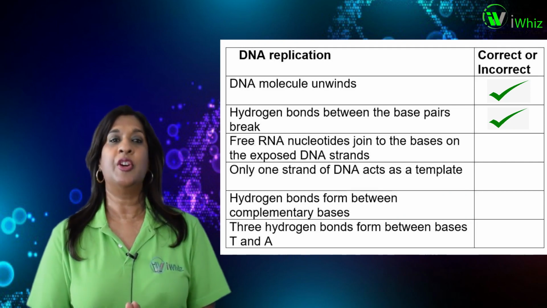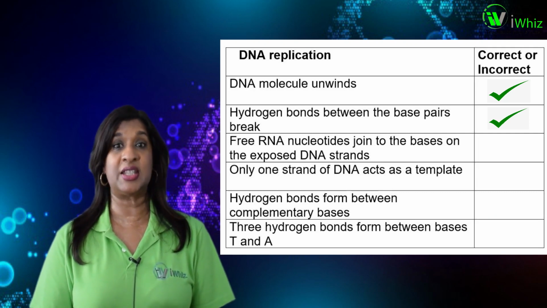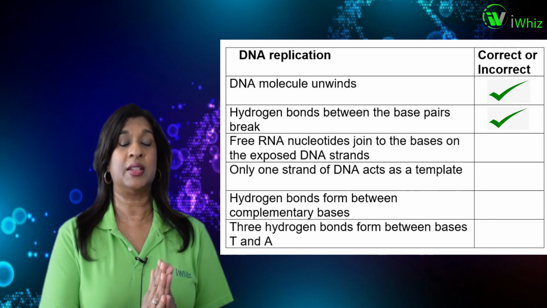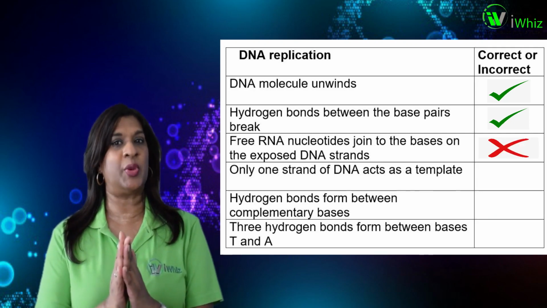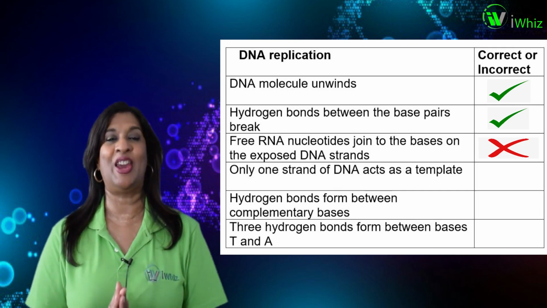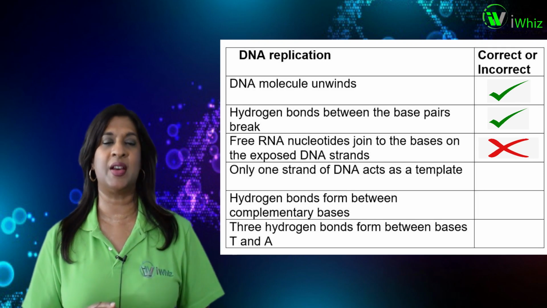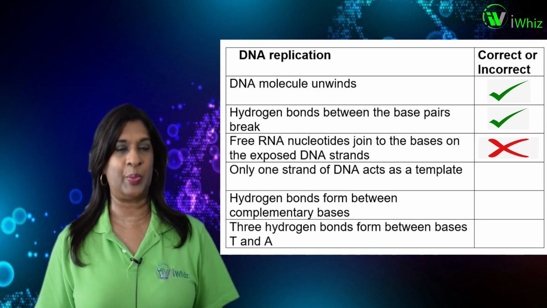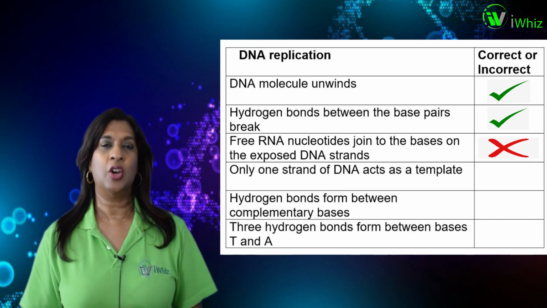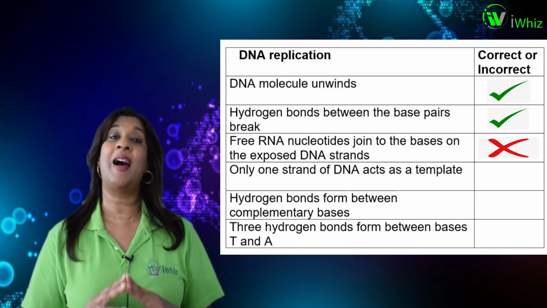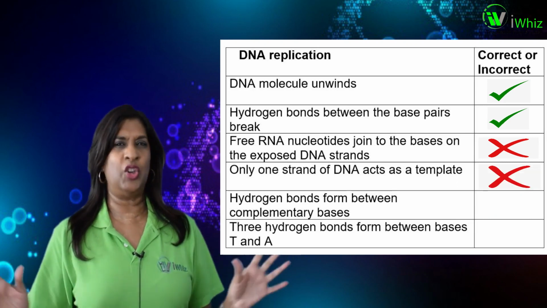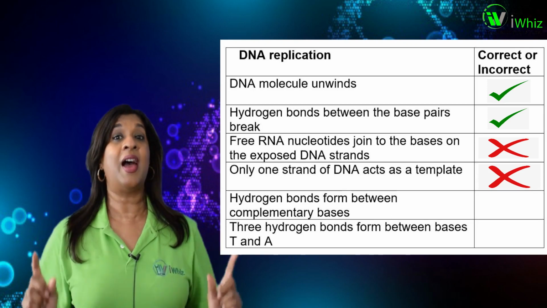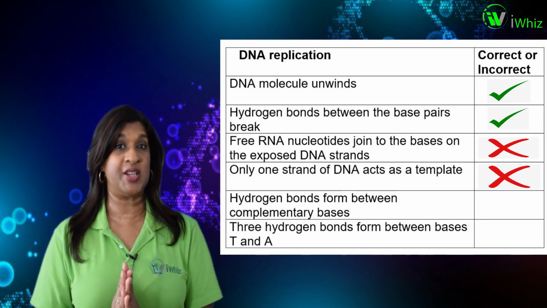The next statement, free RNA nucleotides join to the bases on the exposed DNA strands. That statement is incorrect because if you read it carefully, and please read carefully, it says RNA nucleotides. It should actually say DNA nucleotides. So that's an incorrect statement, right? The next statement, only one strand of DNA acts as a template. That's incorrect, right? Because in DNA replication, both the strands of DNA act as templates to build their complementary strands.